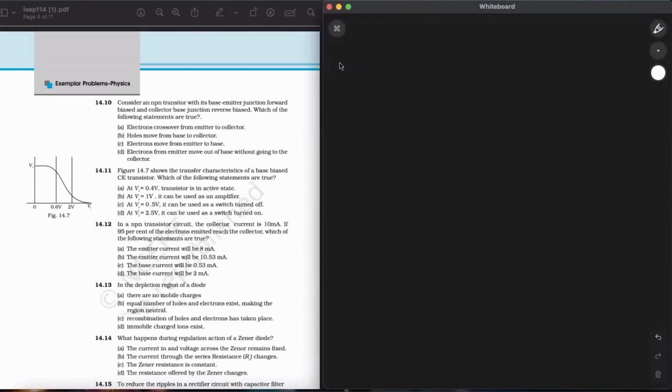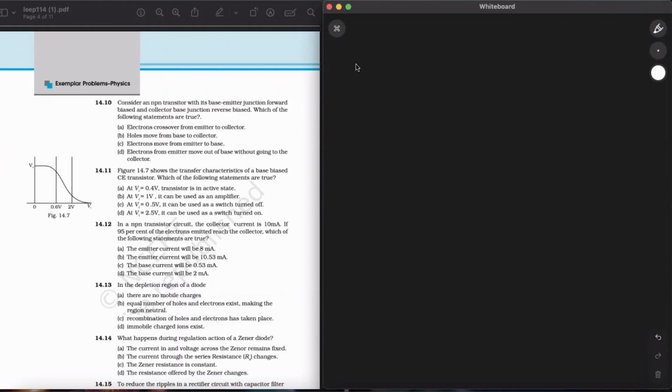Now moving on to question number 11. The figure given alongside shows the transfer characteristics of a base biased CE transistor. Which of the following statements are true? At Vi equal to 0.4 volt, the transistor is in active state. At Vi equal to 1 volt, it can be used as an amplifier. At Vi equal to 0.5 volt, it can be used as a switch turned off. At Vi equal to 2.5 volt, it can be used as a switch turned on.